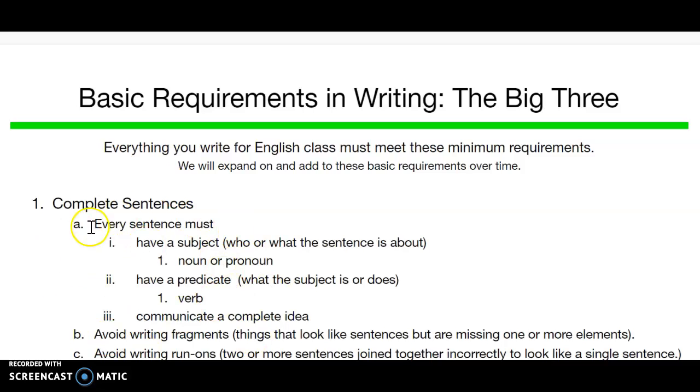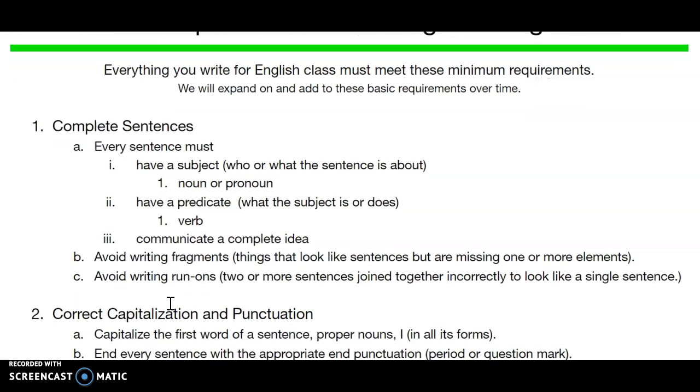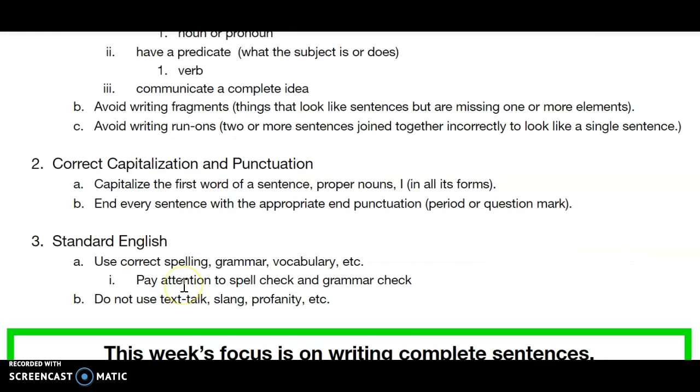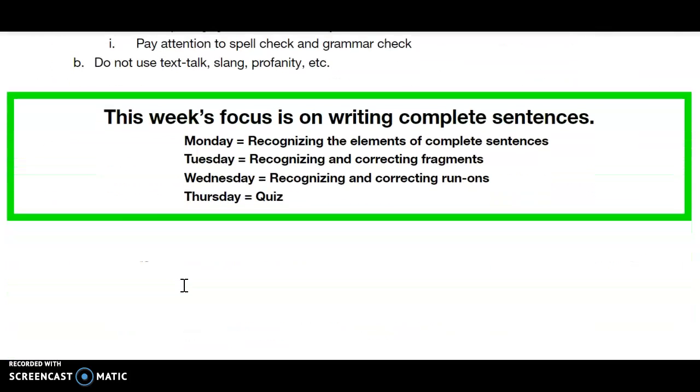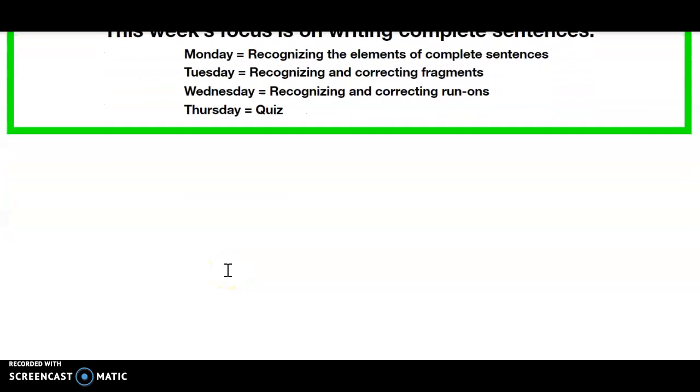So this week, we're looking at the basic requirements in writing, the big three. This week specifically, we're focusing on complete sentences. In future weeks, we can work on other things. We have already looked at the elements of a sentence. We've already looked at fragments, and now we're going to look at run-ons. This was our plan for the week. Tomorrow is the quiz covering all of this.